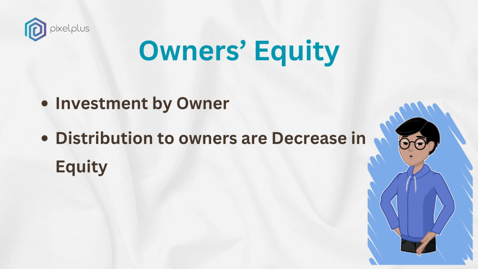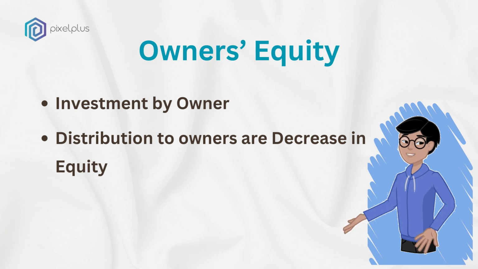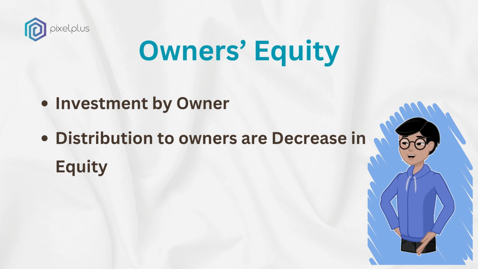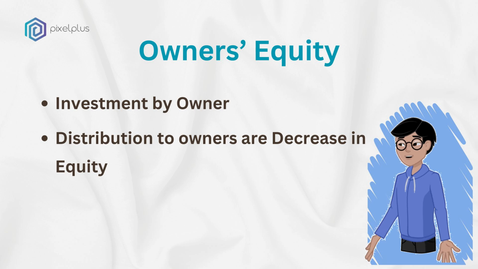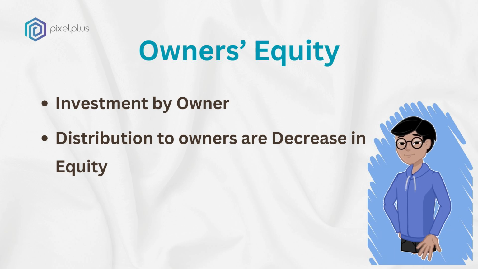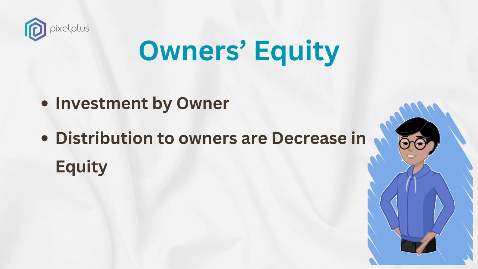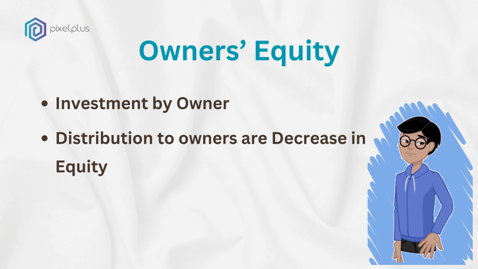It measures the net value of a business from the property of its owner. Owner equity can be calculated by deducting total liabilities from total assets. Now, what are the components of owner equity? The first component is the capital contribution, the amount of money or assets that the owner has invested in the business. For a corporation, it includes common stock or preferred stock.